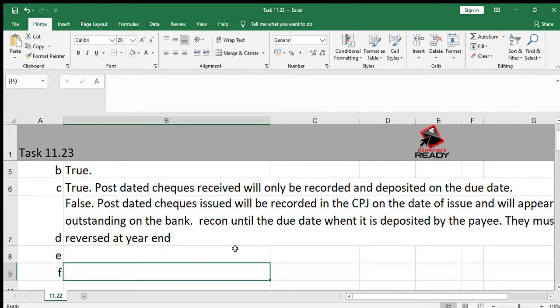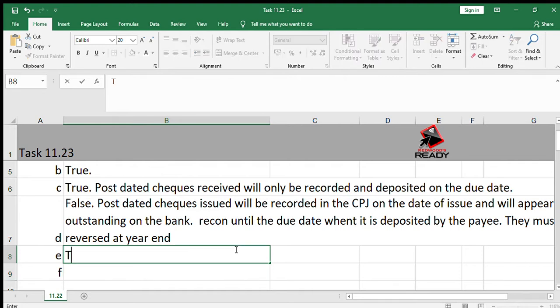So at year end, any post-dated checks which are in issue, the journal entry is debit bank and creditors control. We have done this in the financial statement section, so I'm just refreshing your memory on it. Okay, then E, the internal auditor of AMA stores will inspect the bank reconciliation statement at the end of each month. Okay, so that's true.